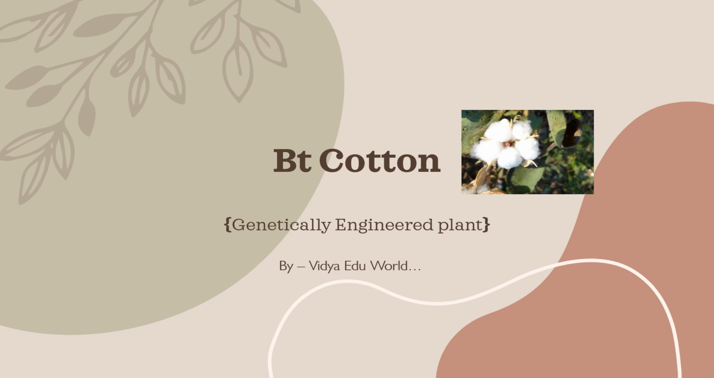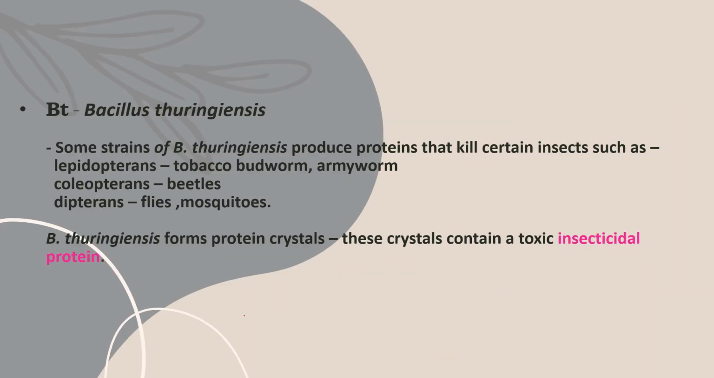Bt cotton is a genetically engineered plant. First of all, we will see the meaning of Bt. So this Bt stands for Bacillus thuringiensis. It is made from the two initial alphabets of the name of the bacteria. Bacillus thuringiensis is a bacteria and some strains of it produce insecticidal proteins.